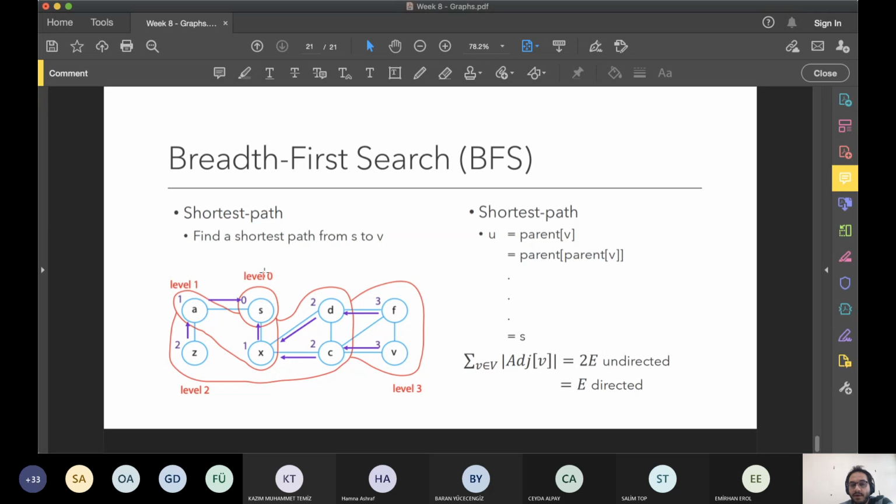So to do that, when we traverse the graph with breadth-first search, we mark each node's parent. For example, the parent of B we say is U, and then the parent of that parent is something else, and so on until we find S. In this way, from the vertex U we can reach S, and if we go backwards, we can get the path from S to V. For example, here, the parent of the vertex B.